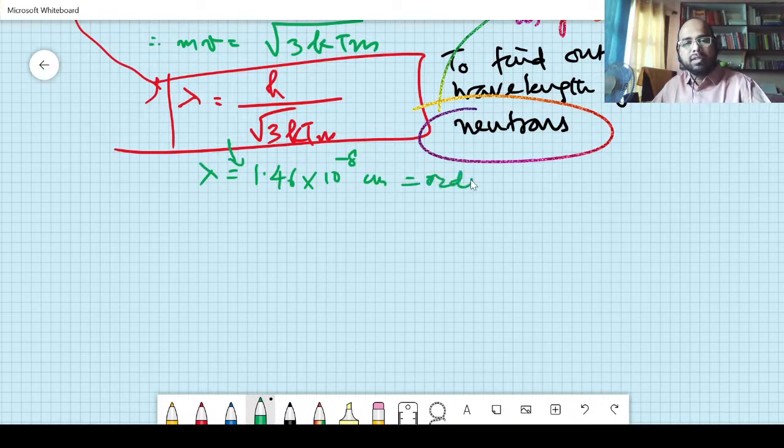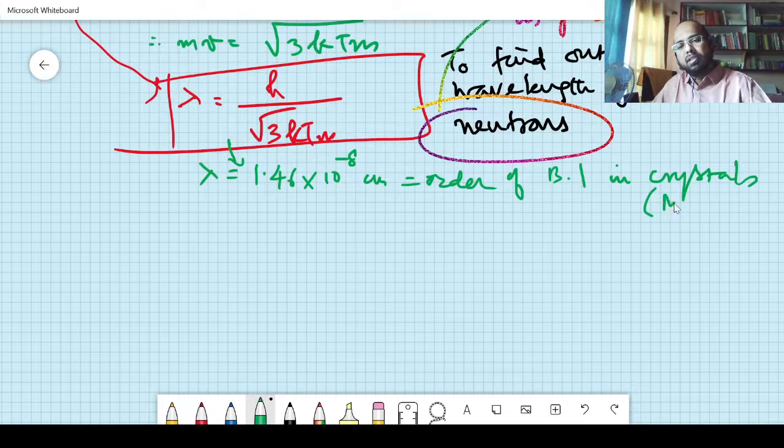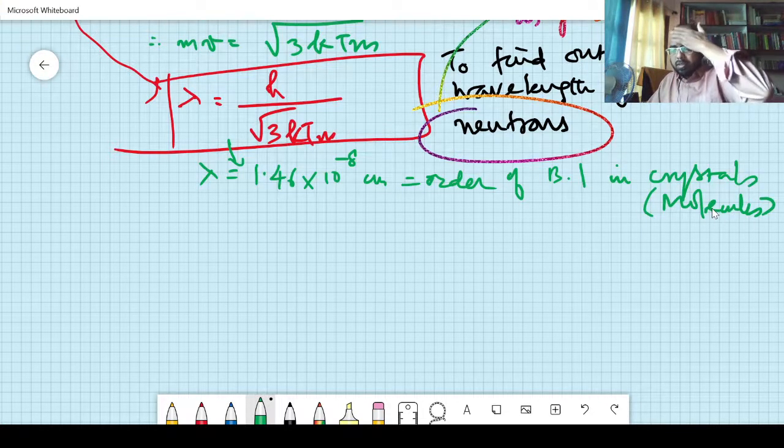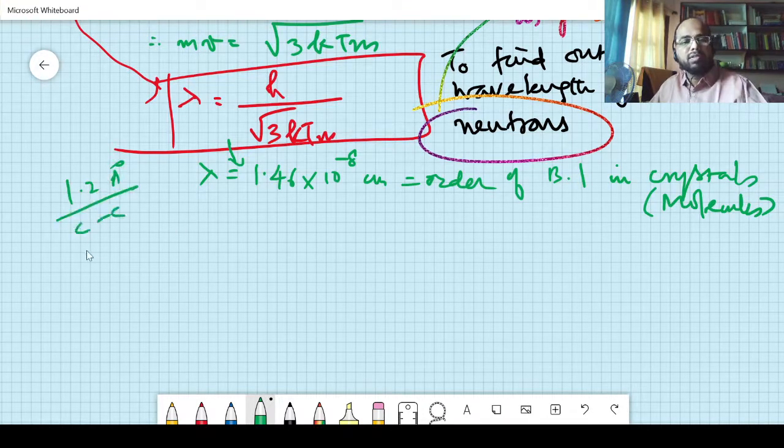This is of the order of bond lengths in crystals or in molecules. So 1.46 angstroms, 1.2 angstrom units is the distance of C-C bond lengths. 1.4 is also there for some multiple bonded compounds. And therefore this is matching with the wavelength.